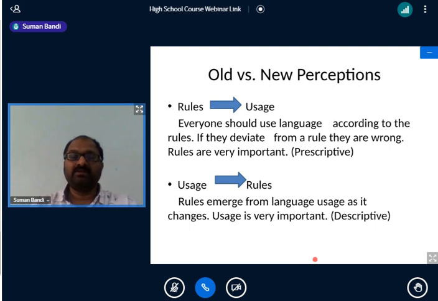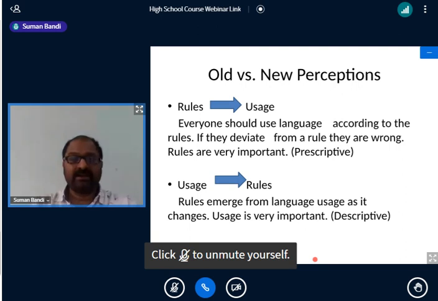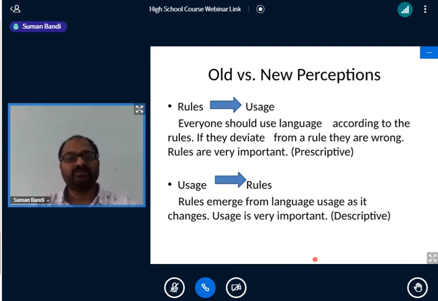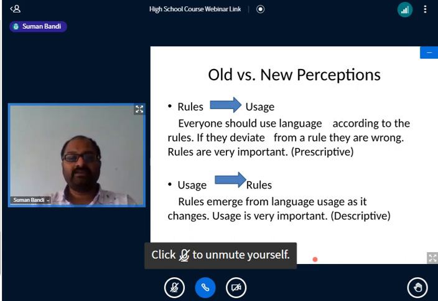This view is called prescriptive, whereas descriptive means it is a more flexible, modern approach of looking at grammar, where usage is given importance. Usage is primary and rules or principles come from the usage. So the description, as you can see, rules emerge from language usage as it changes. So as the language changes, as the usage changes, rules or these so-called principles also change. That is why modern grammar we refer to as descriptive grammar, right? So descriptive versus prescriptive. In olden days, teachers' approach was prescriptive. Now, in the modern way, grammar is descriptive in nature. Grammar should not be prescriptive.